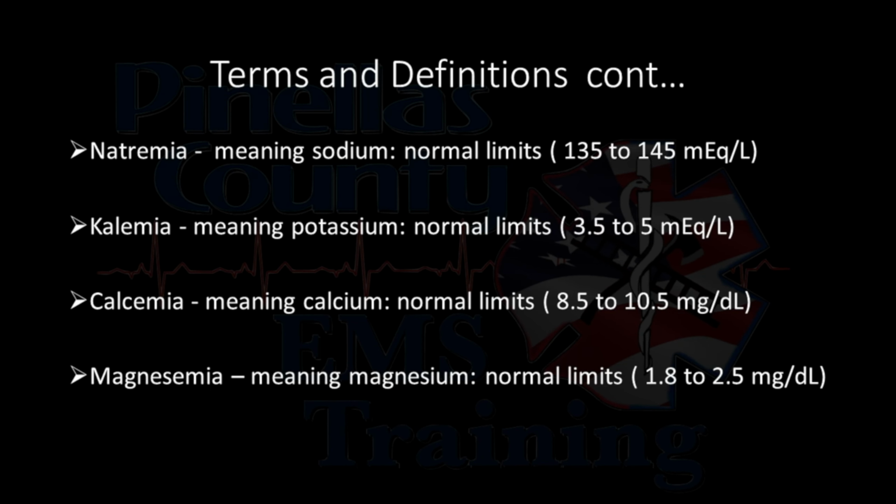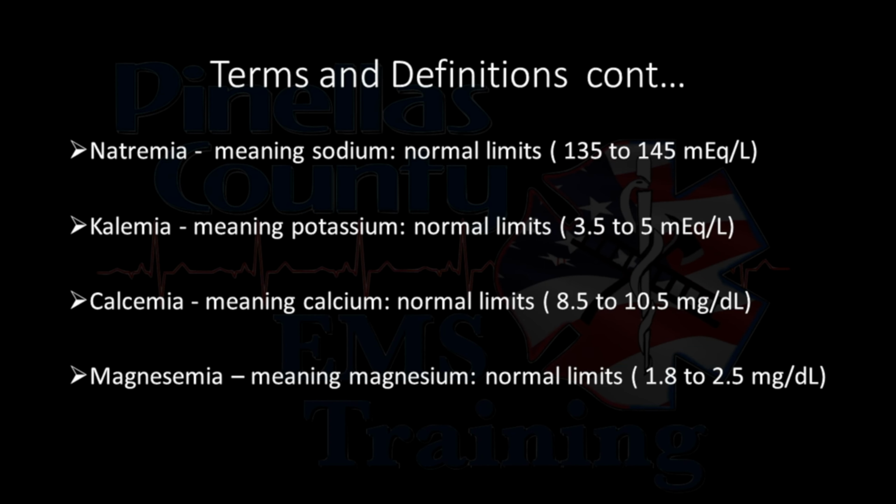The second electrolyte is potassium. Potassium, when referred to in regard to the body's levels, is called kalemia, and the normal values for this are between 3.5 and 5 milliequivalents per liter. We will pay special attention to this one later in the lecture. It has a very small range and is common to see in some of our sicker patients.